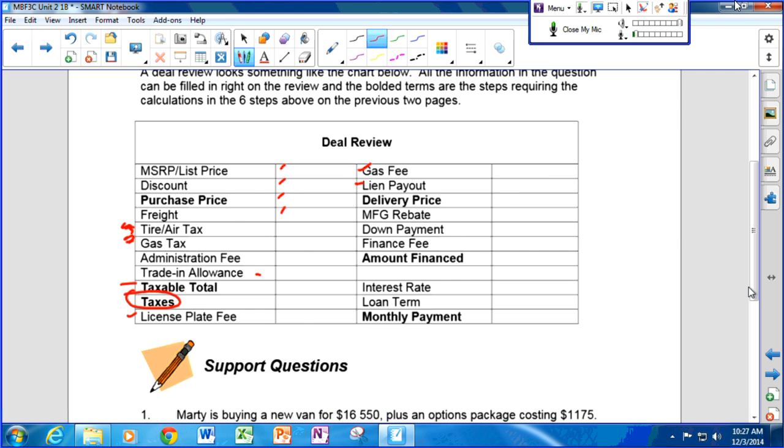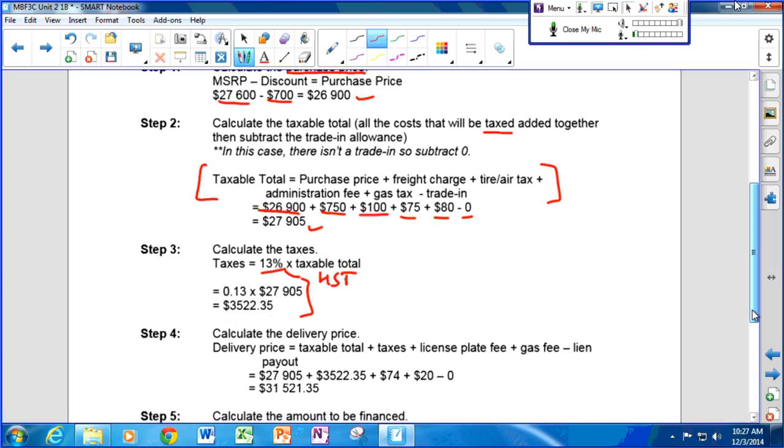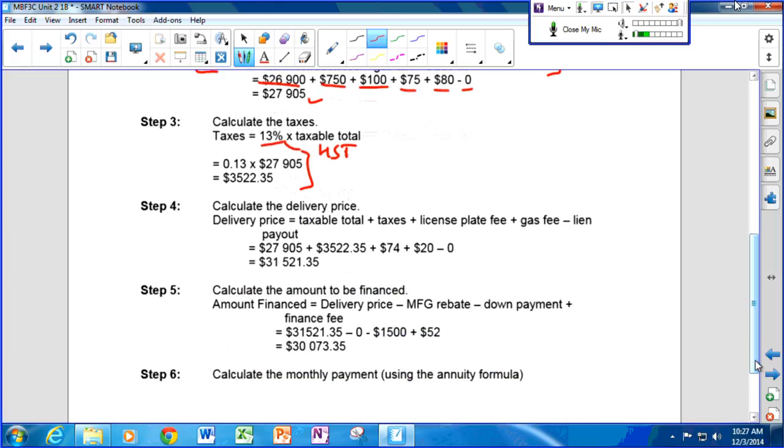Okay. So where are we? So we got the HST. We needed that, and now we're going to calculate the delivery price. That's the price that the person pays. So if you were to pay cash and you wanted to buy it with cash, that's how much cash you'd have to bring to the dealership. Or if you were paying with a cashier's check, that's how much you'd go to the bank. You get a cashier's check for this amount of money.